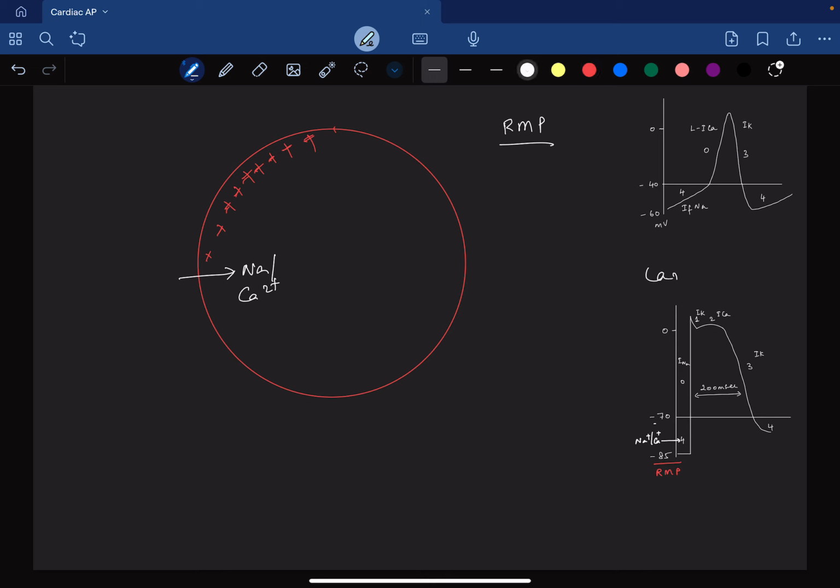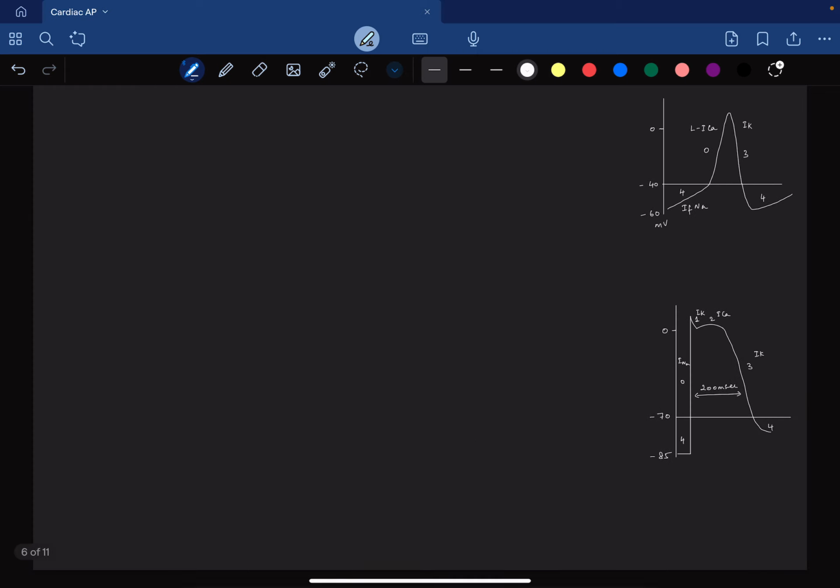So this is the cardiac myocyte graph. That is going to activate another door, in this case a sodium channel. This is a very fast voltage gated sodium channel, extremely fast. Remember that. This is called phase 0. Let me just quickly draw it here so that you understand that clearly.